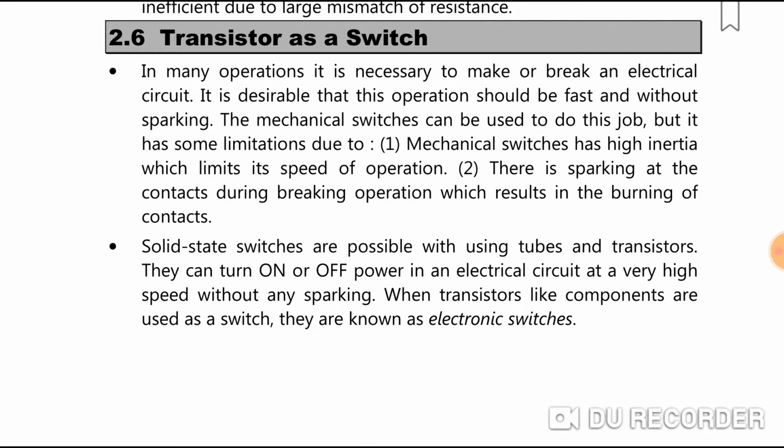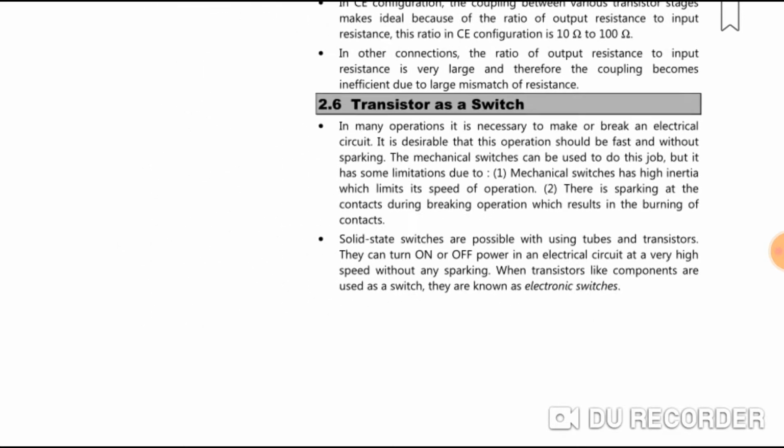So mechanical switches can be used to do this job, but they have some limitations. Mechanical switches have high inertia, which limits their speed of operation. There is sparking at the contacts during breaking operation, which results in the burning of the contacts. Solid state switches are possible using tubes and transistors. They can turn power on and off in an electrical circuit at very high speed without any sparking. When transistor-like components are used as a switch, they are known as electronic switches.